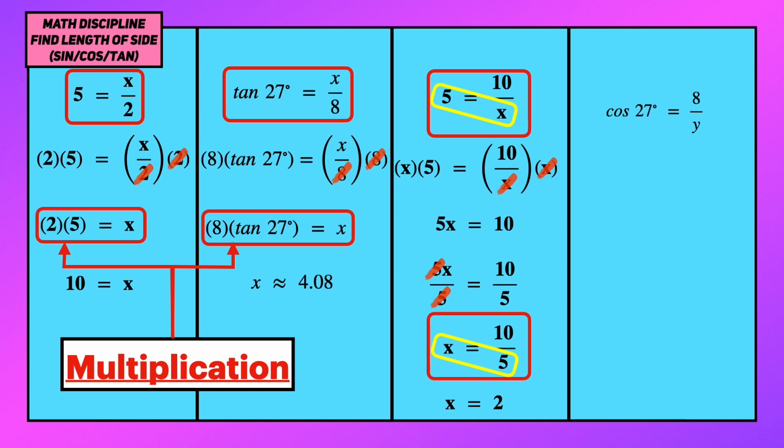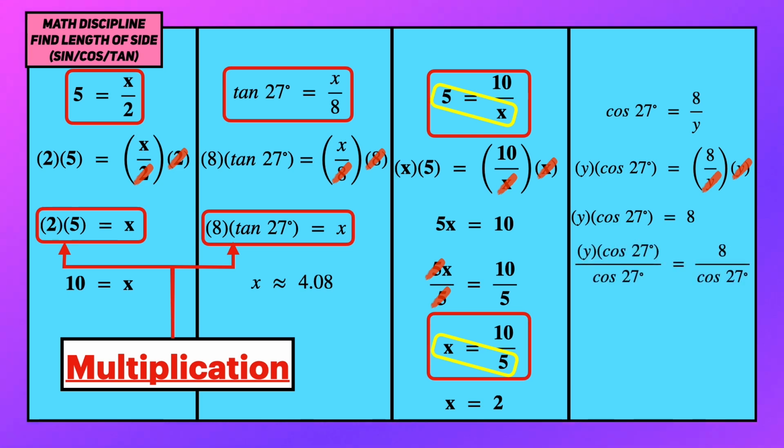Since we are dividing by y, we undo this by doing the opposite, which is to multiply both sides of our equation by y. This causes the y's on the right hand side to cancel out. Now we have y times the cosine of 27 degrees equals 8. We are still trying to isolate the y variable, so we need to move the cosine of 27 degrees to the other side. Since the y is multiplying with the cosine of 27 degrees, we need to do the inverse operation. So we will divide both sides of our equation by the cosine of 27 degrees.